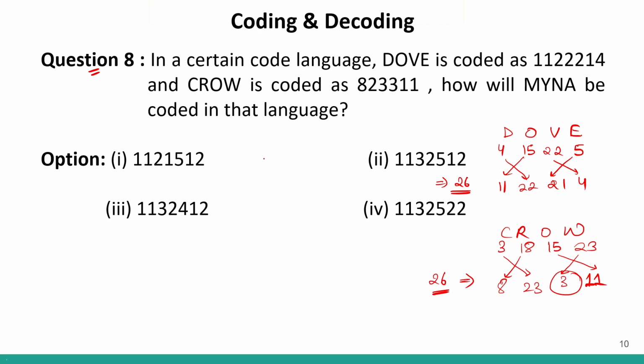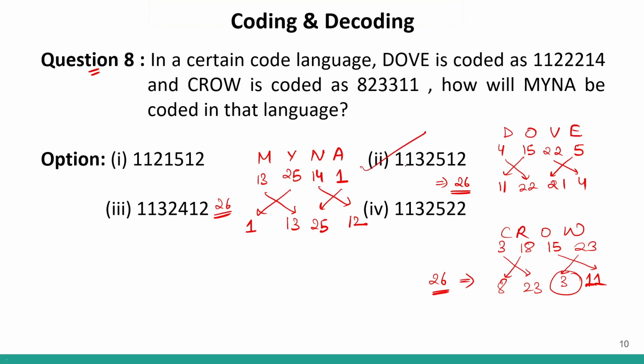Okay. So let us check for MYNA. MYNA. The codes are 13. For Y it is 25. For N it is 14 and for A it is 1. So now in a crisscross pattern, the sum should be 26. So for 25 to get 26, I will get 1. Here I will get 13. Correct? Here I will get 13. Here I will get 25. And here I will get 12. So now the code will be 1132512. And 1132512 is given in option number 2. So option number 2 will be the correct answer to this question. Clear? Option number 2 will be your answer.